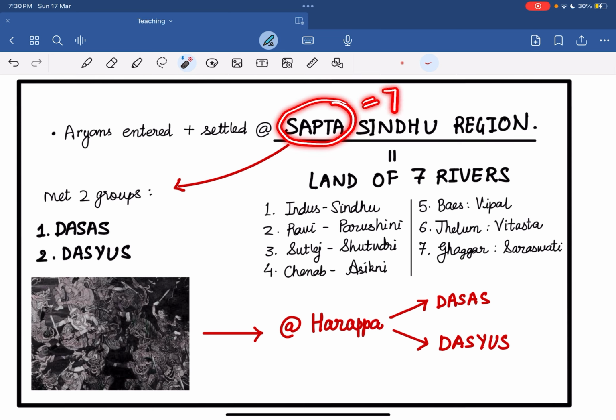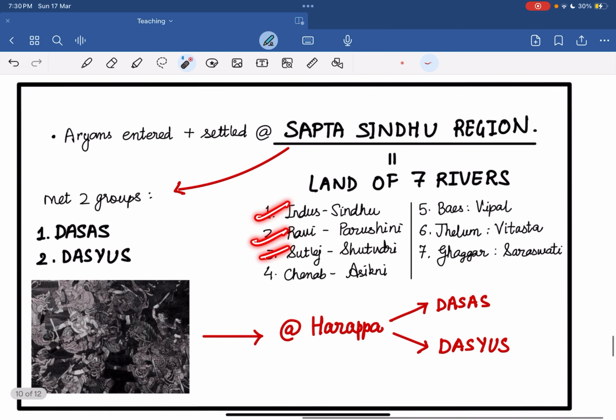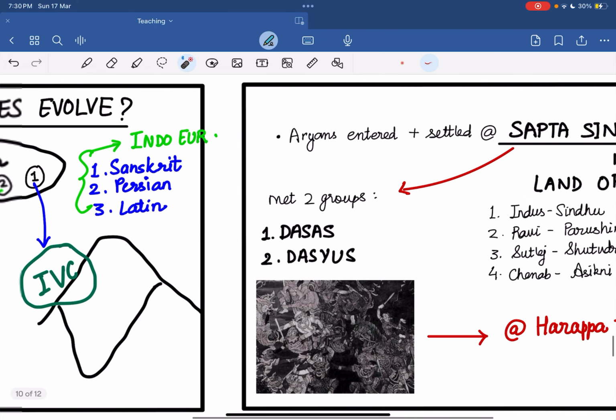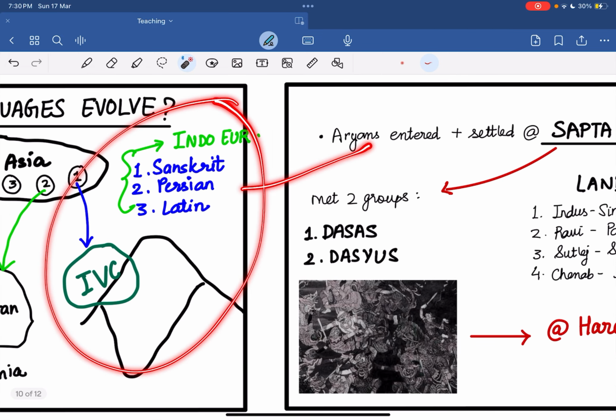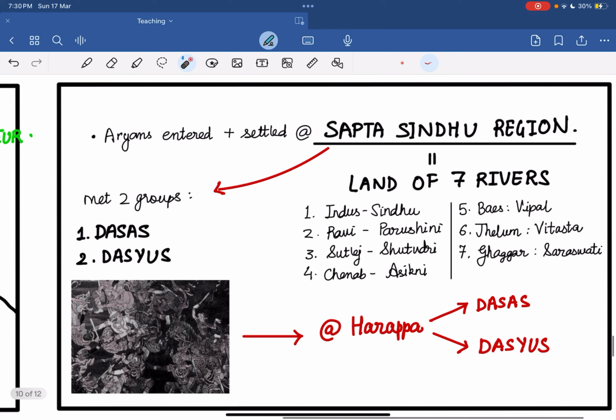Sapt is nothing but 7. So what were these 7 rivers? Indus, which was called Sindhu, Ravi, called Parushani, Satluj, called the Shatudri, Chenab, Asikni, Vyas, Vipal, Jhelum, Vitasta, Ghagar, Saraswati. So these were the 7 rivers and these are their Rigvedic names. So Indus was called Sindhu, Ravi was called Parushani, so on and so forth. These were the 7 rivers. So the Aryans came, we're talking about group number 1, they came and they settled at the Sapta Sindhu region.